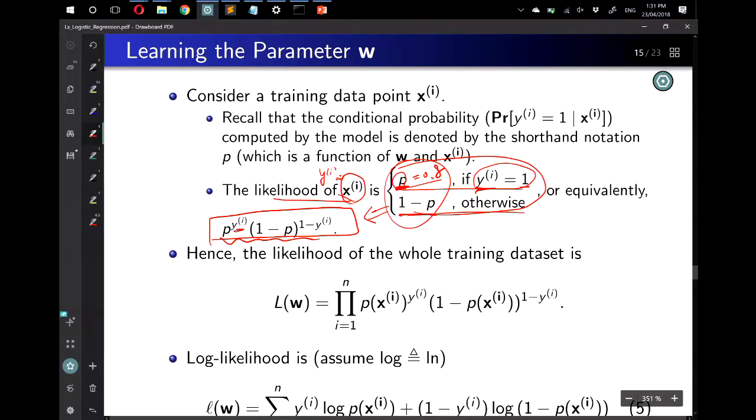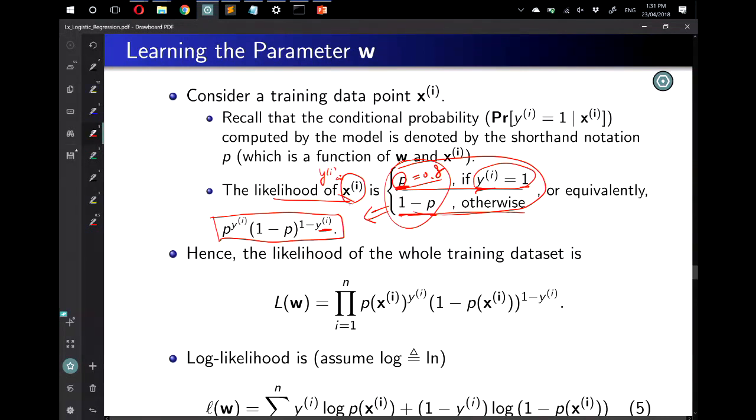So if y is 1, then 1 minus y is 0, and anything to the power 0 is 1. So this part is actually removed, and the result is exactly p. And you can do it the other way around. Generally speaking, this is a trick where you can write the probability of seeing a particular yi by a particular model as a function, and the function is actually very smooth.